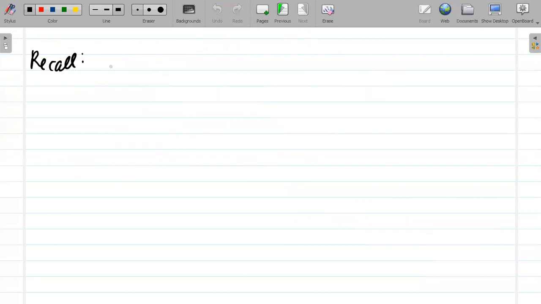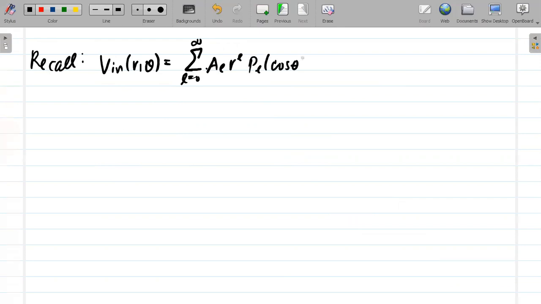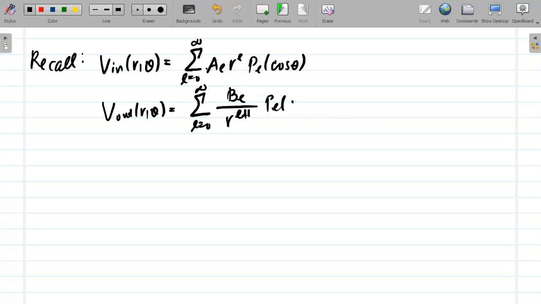So, let's call that V in of R theta. That is equal to summation L equals 0 to infinity, R to the L. Plus, lahat ng previous lessons, nagagamit ta. Actually, hanggang sa dulo ng 130, magagamit lahat nitong inaaral natin. So, V out of R theta, ito naman ay BL over R to the L plus 1 PL of cosine theta.